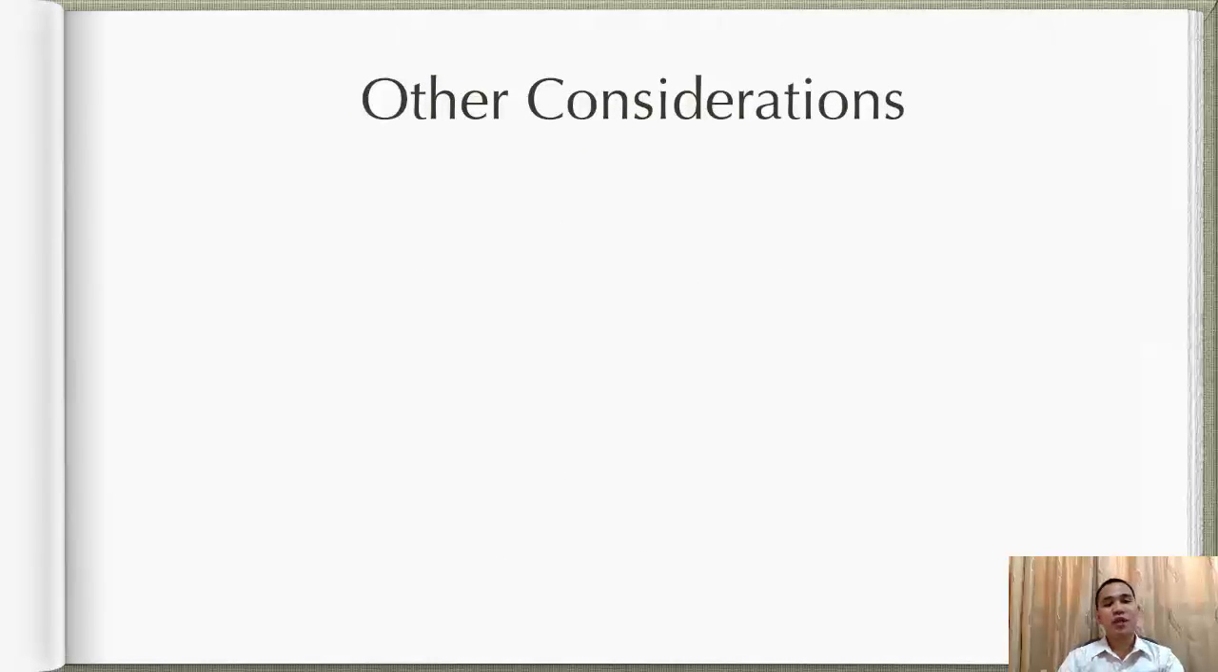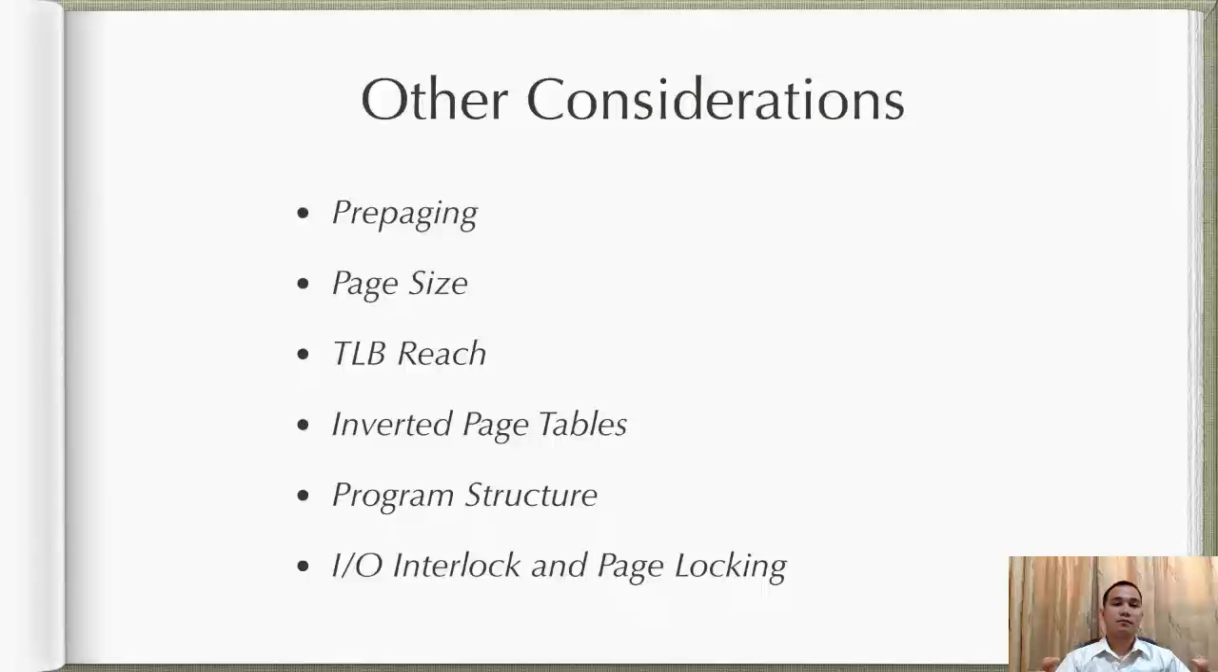Now let's dive into the other considerations. The major decisions that we make for a paging system are the selections of a replacement algorithm and an allocation policy, and the kernel memory. They were discussed earlier. Let's look into the following: pre-paging, page size, TLB reach, inverted page tables, program structure, input-output interlock, and page locking.